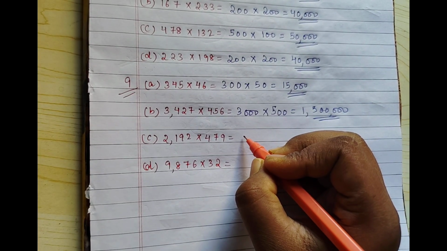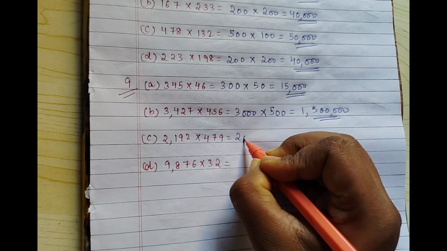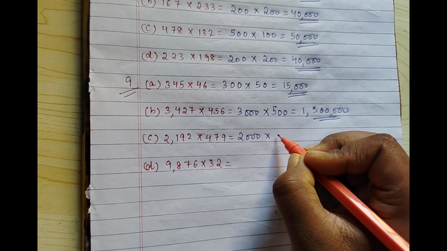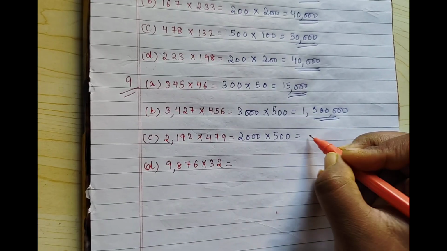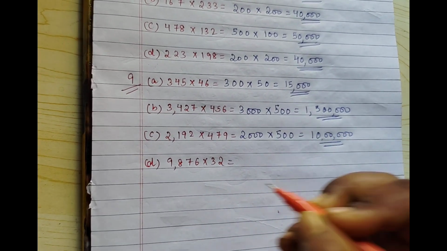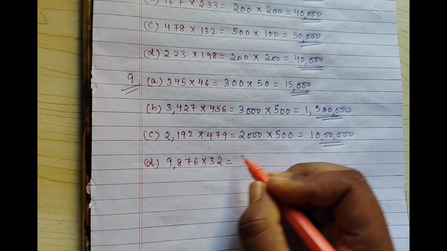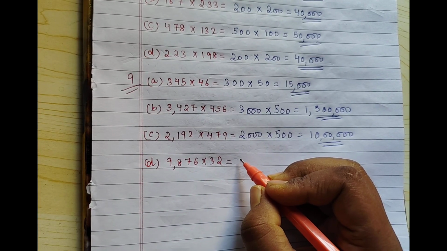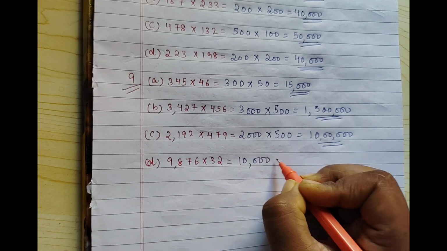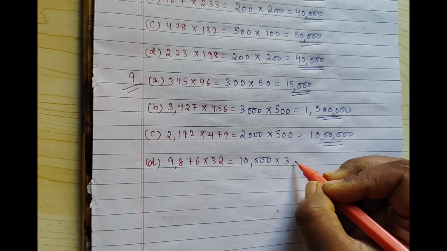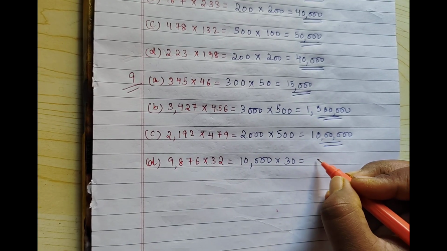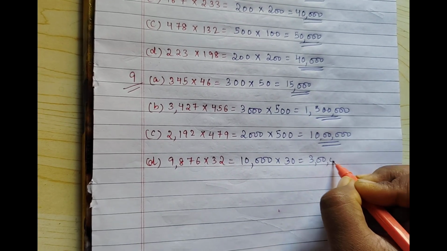Then 2,192 should be rounded down to 2,000. 479 should be rounded up to 500. The answer we'll get is 10 lakhs. Then 876 should be rounded up to 1,000 and 32 should be rounded down to 30. So the answer we'll get is 3 lakhs.